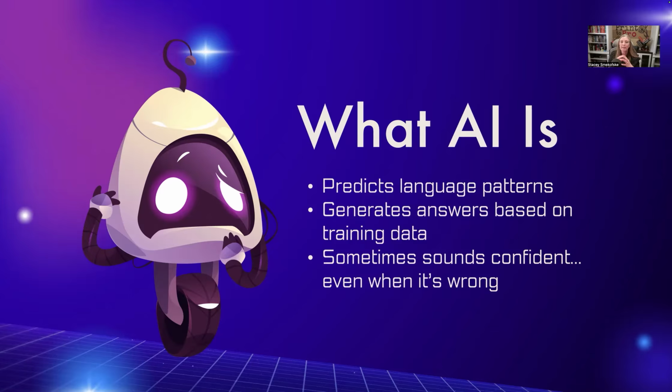What AI is doing is predicting language patterns. It's generating answers based on that training data. So the answers it gives are kind of like a hopped-up search engine, but it sometimes sounds confident or will supply you with information even when it's wrong. You need to be aware of that, specifically within the FamilySearch model and Ancestry model.